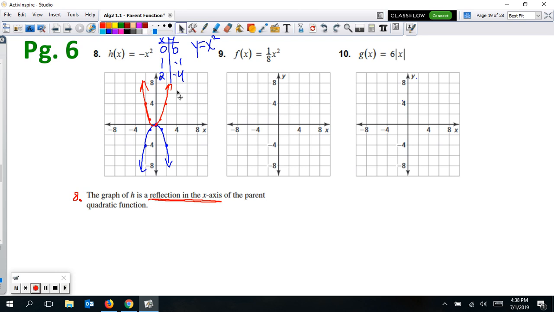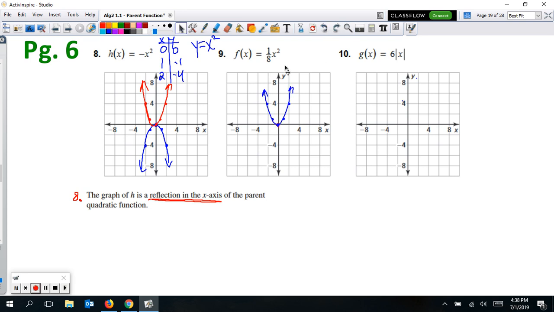Okay, so hopefully you put your parent function down on this, which would just be y equals x squared. So that's going to be your origin, 1, 1, and -1, 1, 2, 4, and then -2, 4. And then you're going to go ahead and graph it. So there's your parent function.